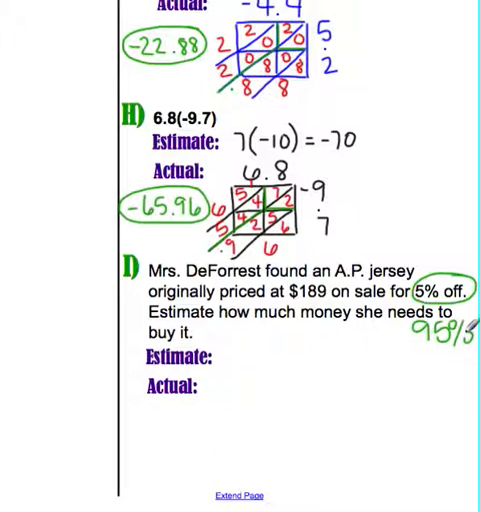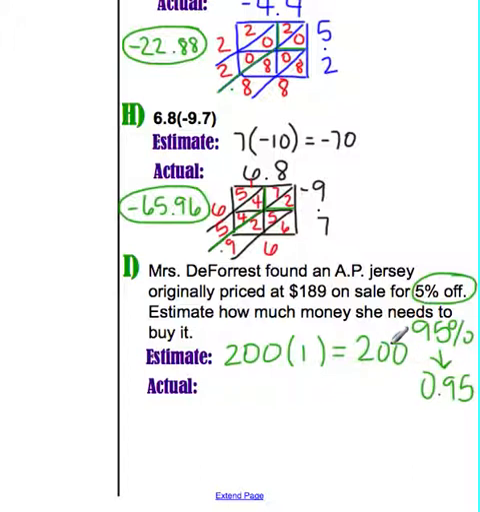So 189 is close to 200 bucks. So I'm going to use 200 for my estimate. And 95%, that is close to 100%. I'm going to use 1 for 100%, because remember it's 1.0, because this would be like 0.95. And I'm doing this because if I use the 5%, then I have to do some subtraction in addition. So I'm going to pay right around still 200 bucks.